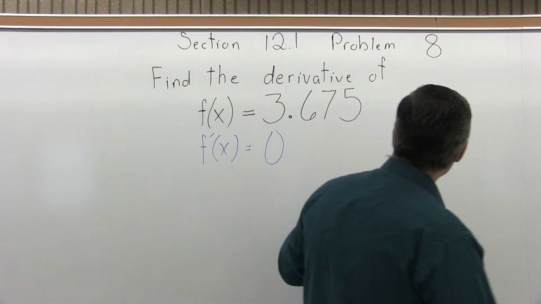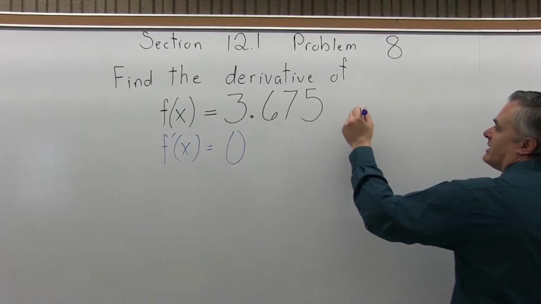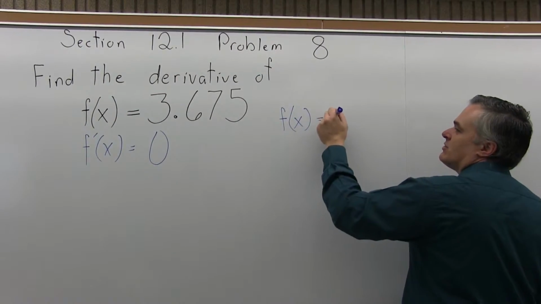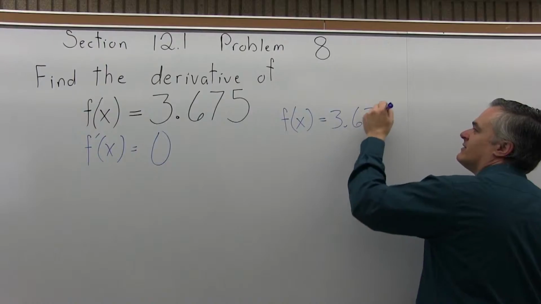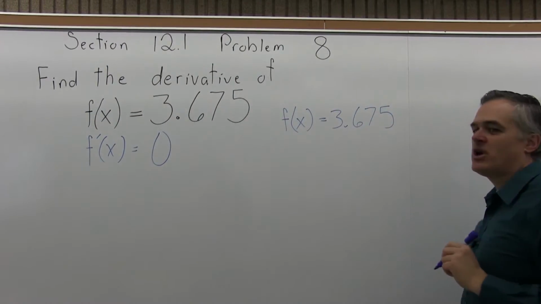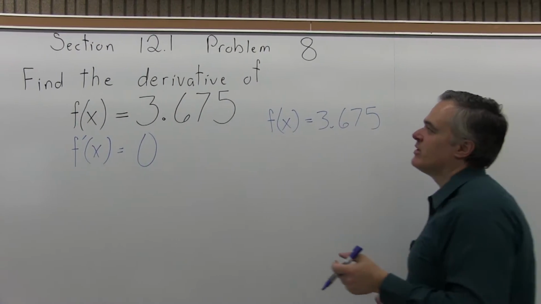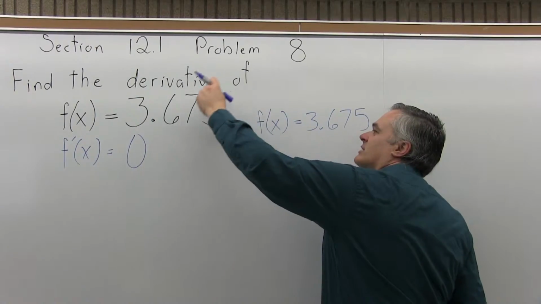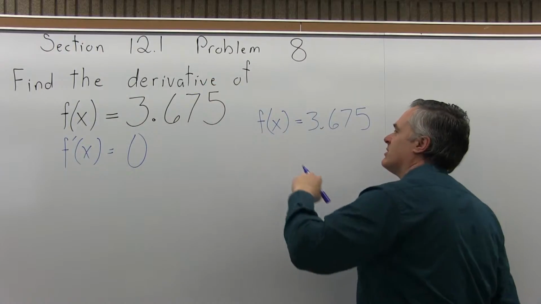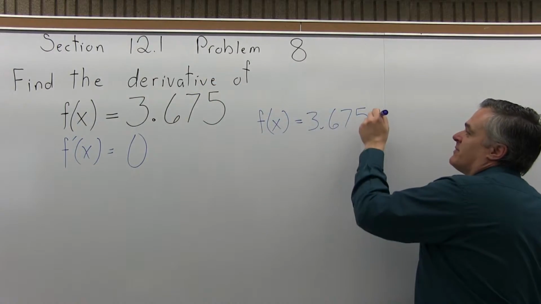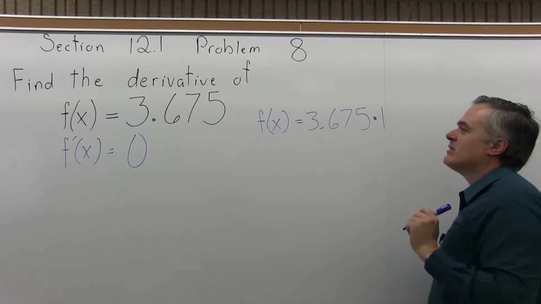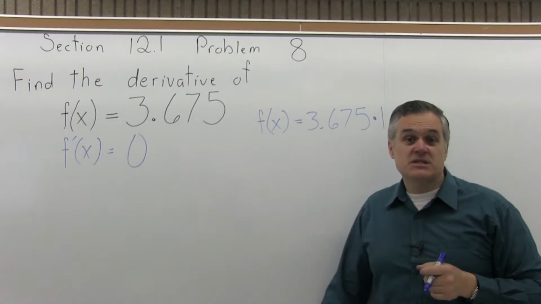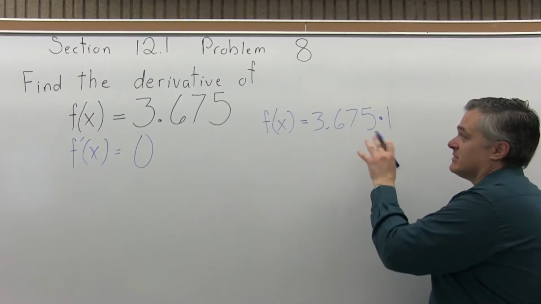But let's start the problem again and talk about why it's 0. So let's do f of x equals 3.675 and start talking about why it's going to be 0. Usually what you have is there's a variable and an exponent. The exponent comes down times the number in front. You reduce the exponent by 1. I don't have a variable. I can wind up putting 1 in. Let's start with f of x equals 3.675 times 1. That's still 3.675. I can do that. That's legal.